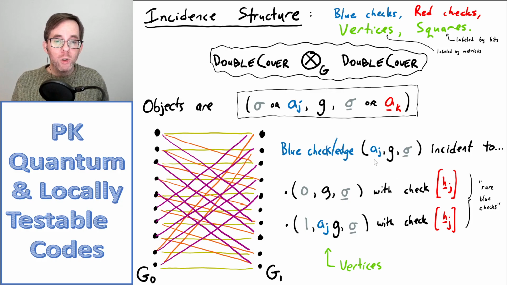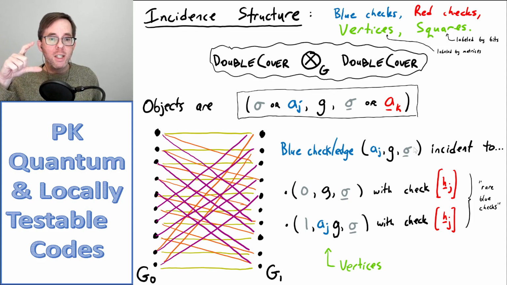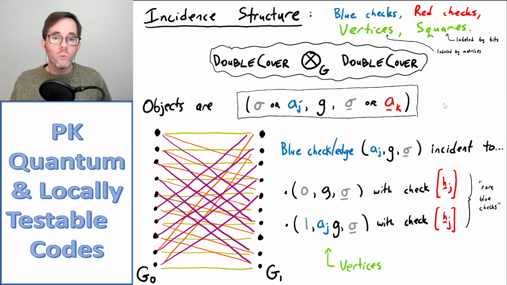Similarly, if you have a blue check edge that looks like this, like AJ, comma G, comma sigma underline, it's going to be incident to exactly 2 vertices. And these are our rare sites, the vertices, which is why each blue check edge is going to be incident to exactly 2 rare vertices, if you will.